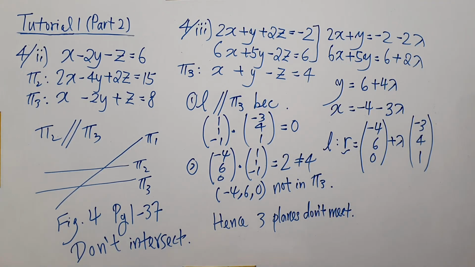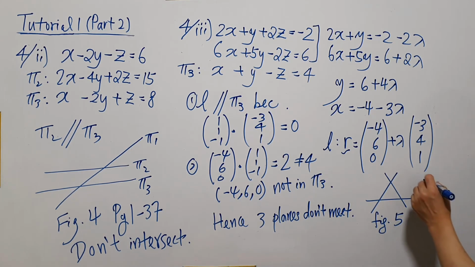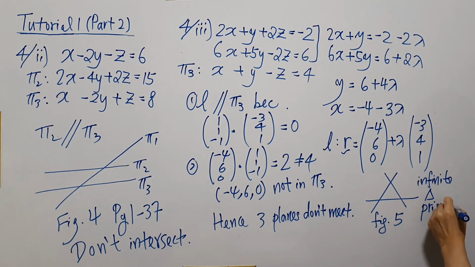Given that mutually the planes are not parallel and they don't meet, this is the case where the diagram looks like this, and this is labeled as figure 5 in your notes. This is the case we call the infinite triangular prism. That completes question 4, part 3.